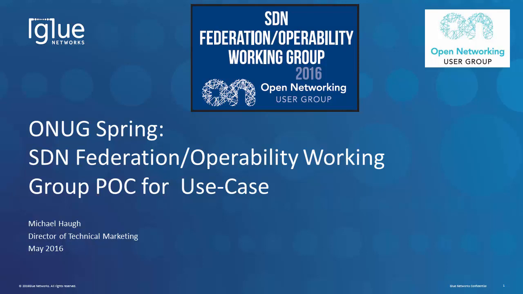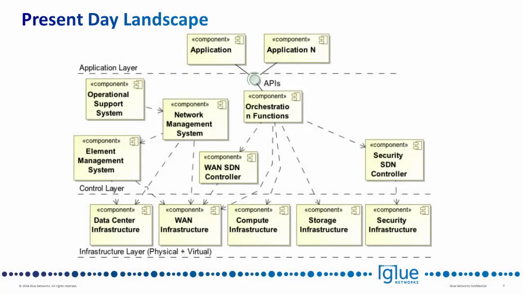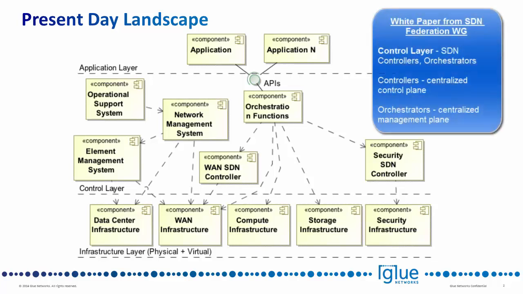This proof of concept was created by Glue Networks to address a use case developed by the SDN Federation Working Group. Looking at this depiction of our present-day landscape, as defined in the white paper from the SDN Federation Working Group, shows our current progression to apply a control layer of software-defined networking to the infrastructure layer.